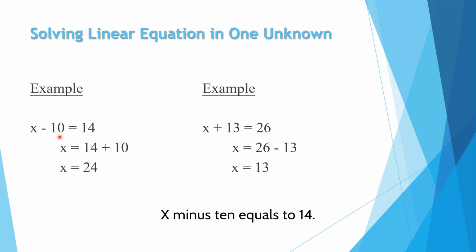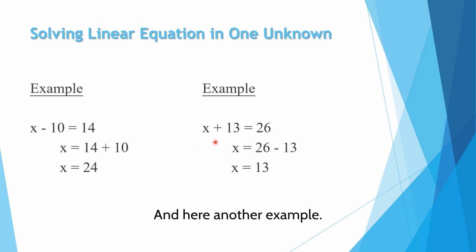x minus 10 equals 14. The junior way is we need to write an extra step of x minus 10 plus 10 on the left hand side equals 14 plus 10. But now we can say we transpose this minus 10 to the right hand side and directly write x equals 14 plus 10. So the final answer should be 24.